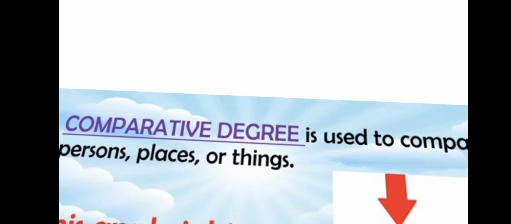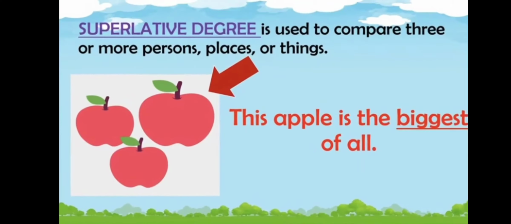Next is superlative degree. Superlative degree is used to compare three or more persons, places, or things. Like this apple is biggest of all. In superlative degree, we will compare the thing with more than one thing, more than one person, more than one place. Okay, now come to its rules.